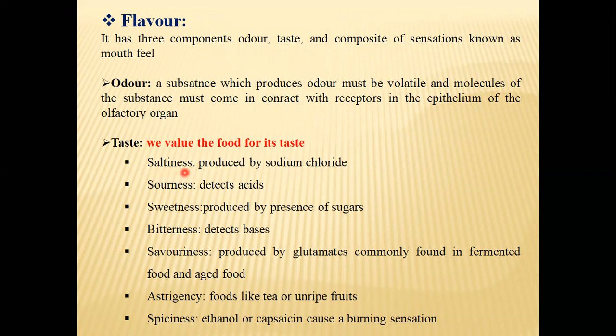Now, which kind of taste is obtained in that food product, by which chemical compound or which content? See here, saltiness is produced by sodium chloride. Then sourness detects the acid content. Sweetness is produced by the presence of sugar molecules. Then bitterness detects the basic amount. And savoriness is produced by some glutamates which are commonly present in food materials like fermented products and some aged food products.